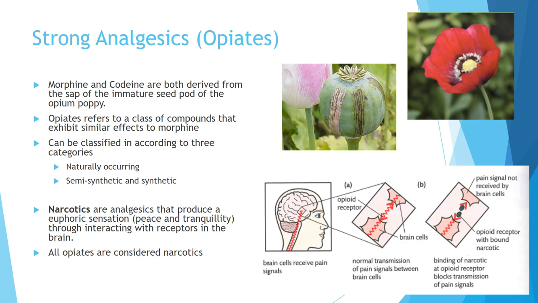So the strong analgesics we're looking at are opiates. Morphine and codeine are both derived from the immature seed pod of the opium poppy. So this is the seed pod here, and we were having a discussion in class the other day about whether it had flowered or not, and this is the immature seed pod. So it is before the flower has opened and been fertilized and starts to go to seed. It's when the seed pod is green and of particular species of poppies, which are, as you'd expect, highly regulated.